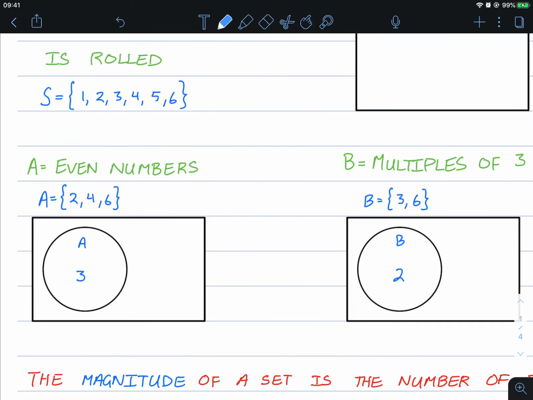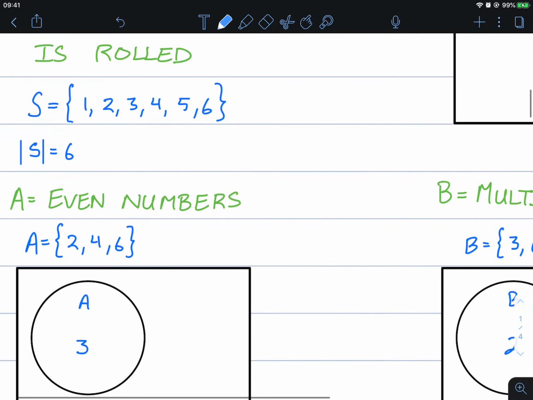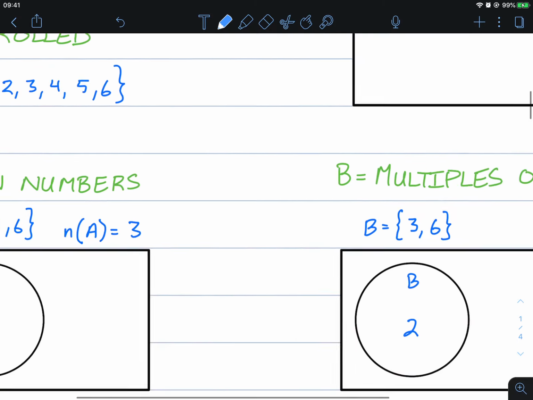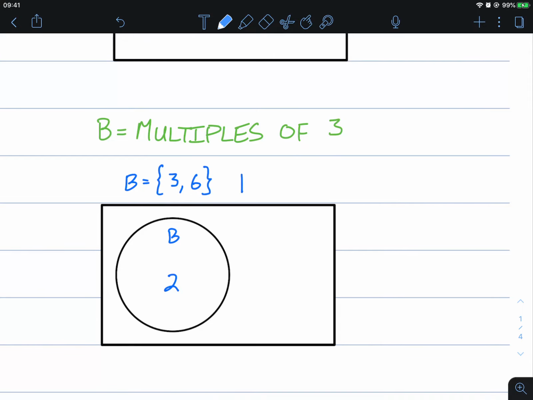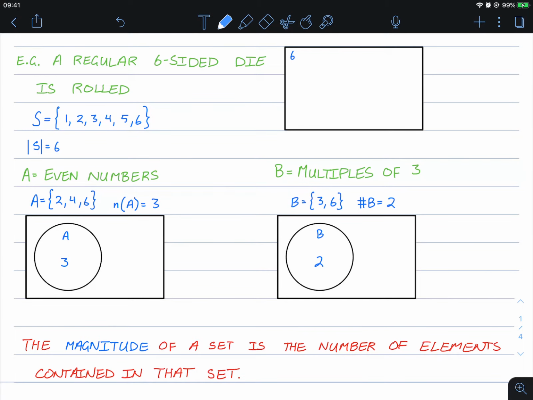And these 3 notations are exactly what we've just shown here. So in this case, I'll do all 3 notations. So the number inside S is 6, or the number inside A is 3, and the number of things in B is 2. I've shown you all three notations. You pick one and keep it consistent.